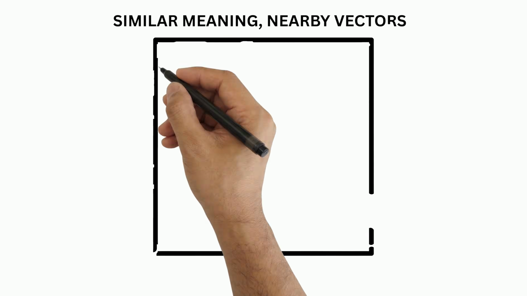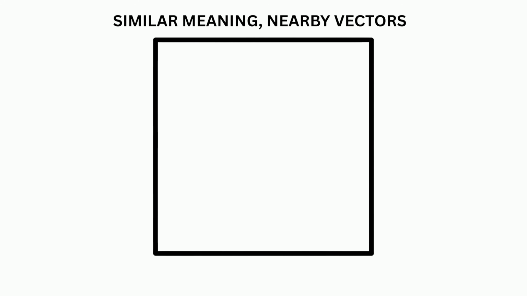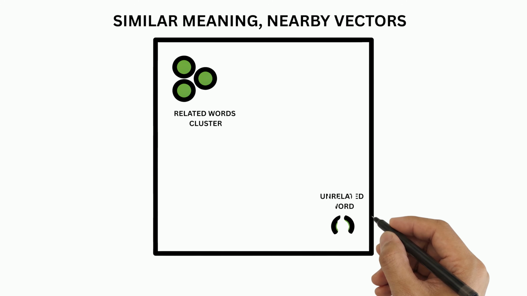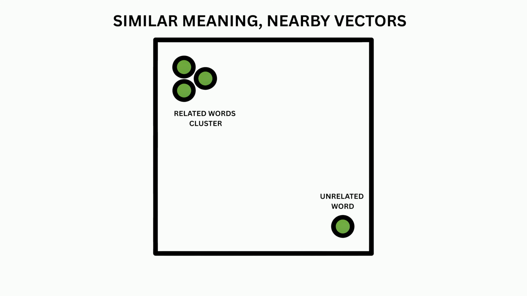The key idea is that these number lists aren't random, they encode meaning through position. Words used in similar contexts end up as vectors that sit close together in this numerical space. Dog and puppy land near each other, while dog and spreadsheet land far apart. Distance in this space becomes a measurable stand-in for how related two pieces of text actually are.